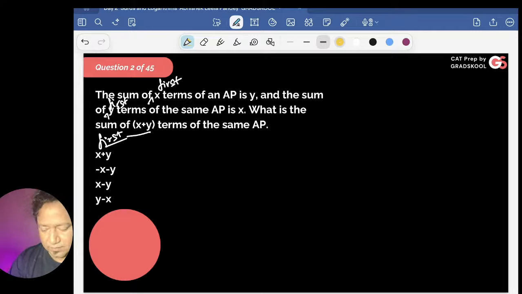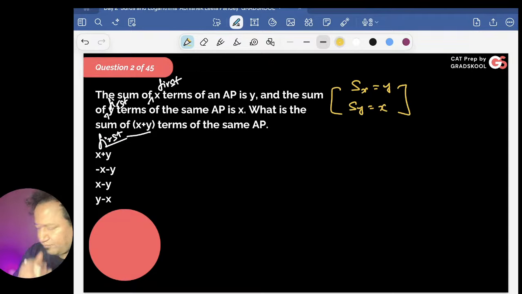So now try to understand when the question was made, what came to the mind of examiner. He or she thought that Sx is equal to y and Sy is equal to x. So you try to play with your minds. X terms का sum y है और y terms का sum x है. तो बताओ भाई x plus y terms का sum क्या होगा?